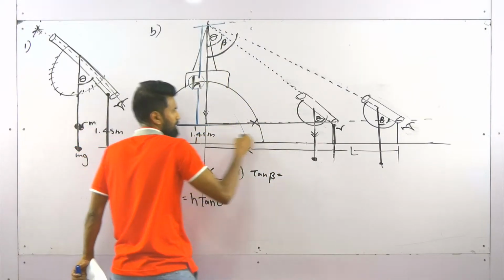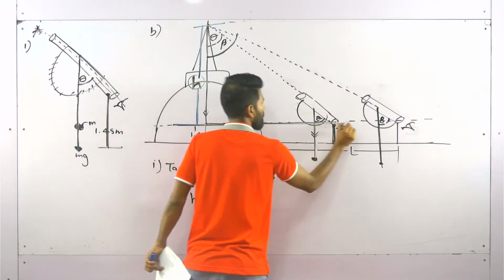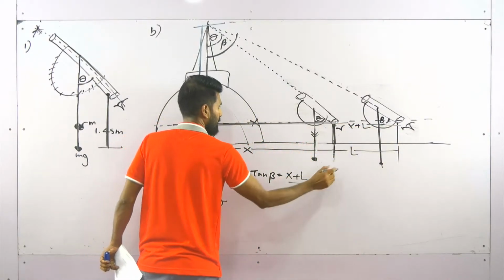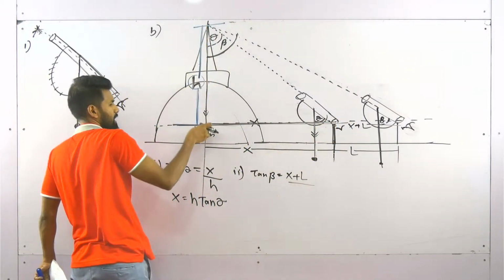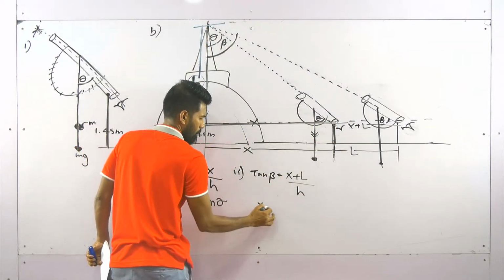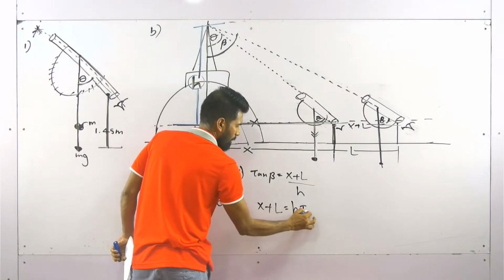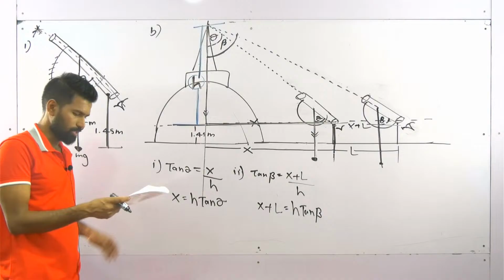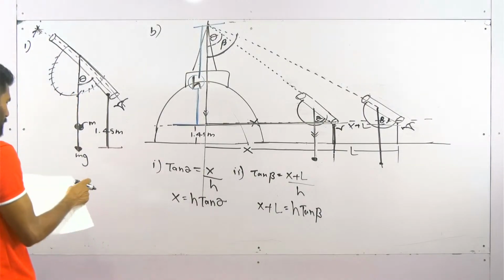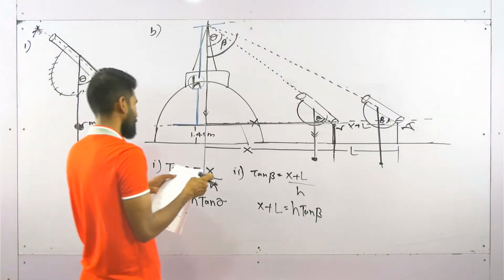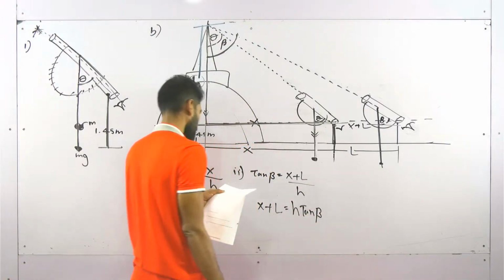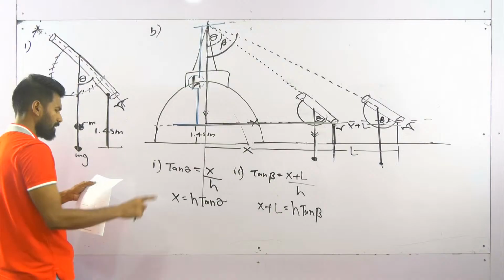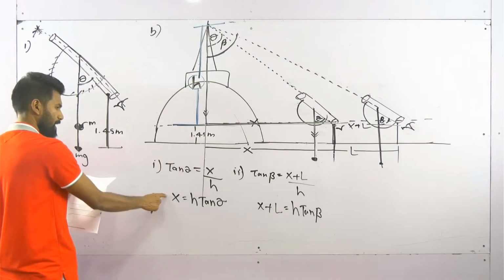Opposite leg, x plus L, divided by adjacent leg, again H. So x plus L is equal to H tan beta. Derive the equation for x plus L using H and beta. The next thing, use the above equation and show that in the final statement, there's no x value.